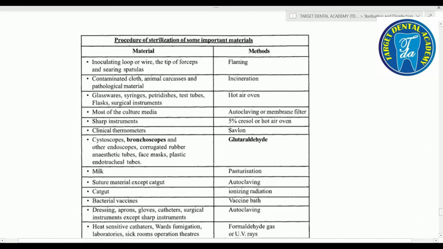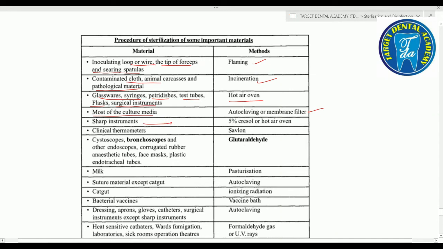Coming on to the procedure of sterilization of some important material. First is the inoculating loop, wire and tip of the forceps and the sealing spatulas. Method of sterilization is flaming. Contaminated cloth, pathological material, incineration. Glassware, syringes, petri dishes, test tubes, flask, surgical instrument, hot air oven. Most of the culture media are sterilized by autoclaving or by membrane filter.